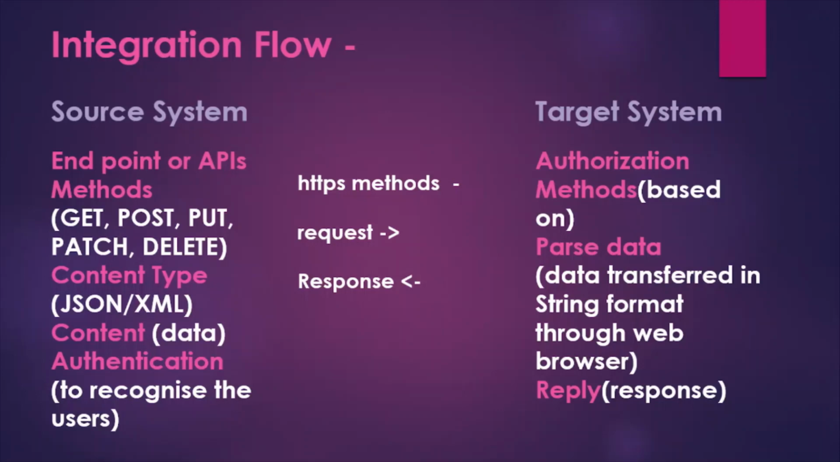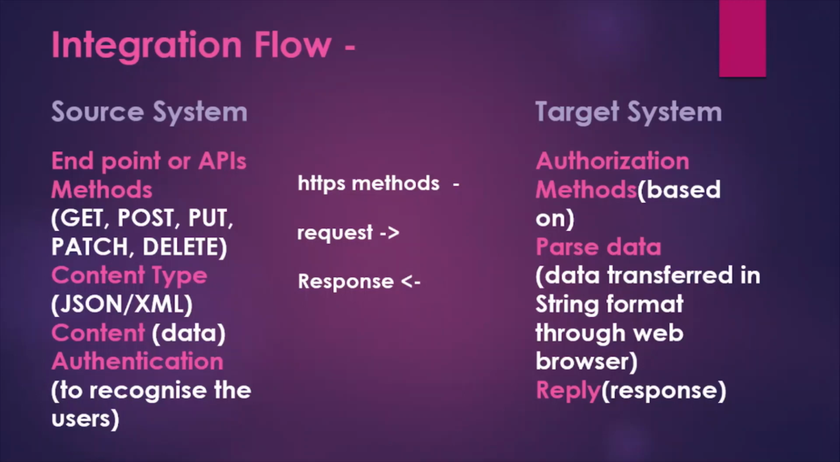So now we'll try to understand the target system part. Here we need to define APIs in the source system. Based on the method, APIs will be defined, and then we need to define content type and data, okay. And we need to define the authentication part as well. And by using HTTP methods in the target system, first authorization has to be done. So if some user tries to access the data, first that user has to be authorized, okay.